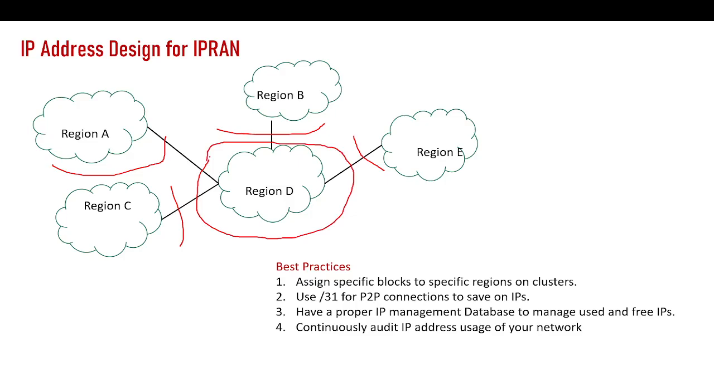So it's always a good practice that when you are designing your IP address planning, you assign given blocks to given regions. It helps even when you are troubleshooting your network. When you see a given IP, you know it's coming from a given cluster. When you see a given service IP, you know it's coming from a given cluster. So it makes your troubleshooting easy. That's why I've mentioned some of the best practices that you need.